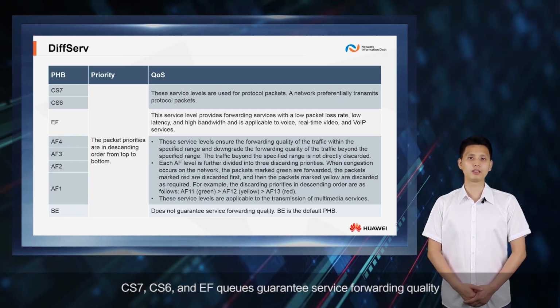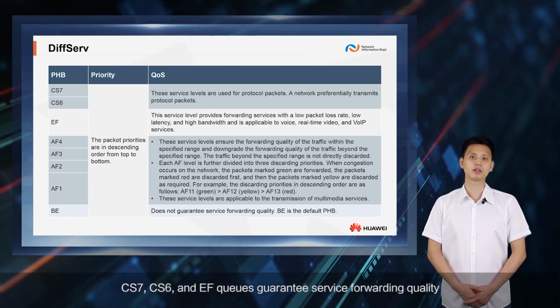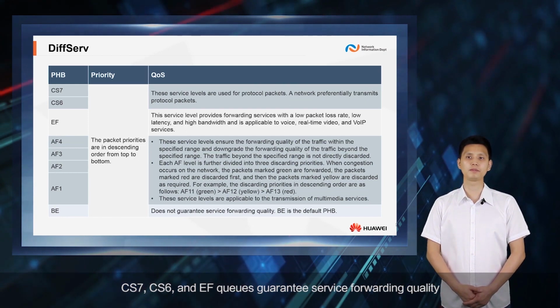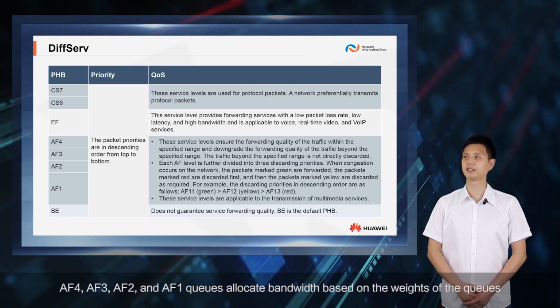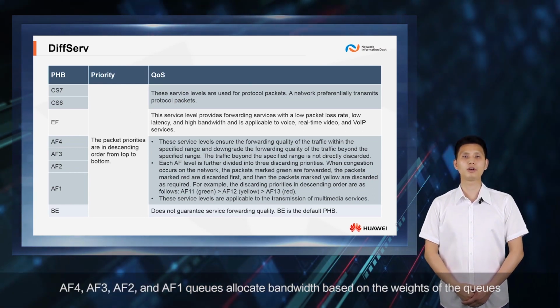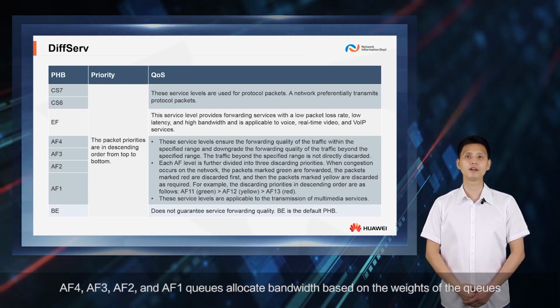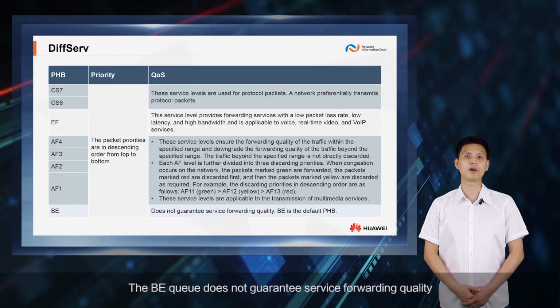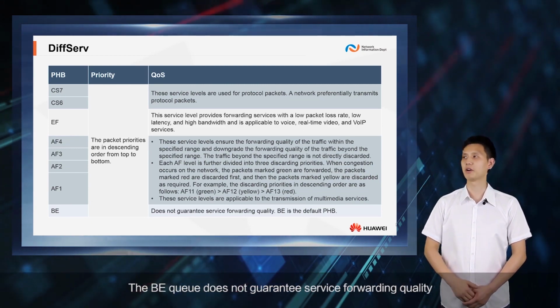CS7, CS6, and EF guarantee service forwarding quality. AF4, AF3, AF2, and AF1 queues allocate bandwidth based on the weights of the queues. The BEQ does not guarantee service forwarding quality.